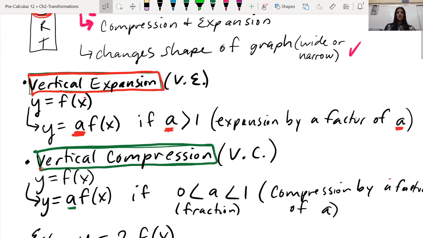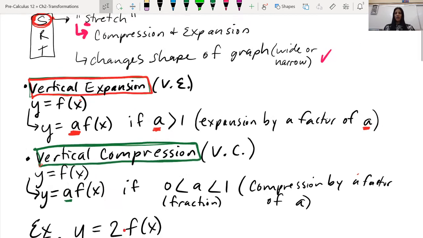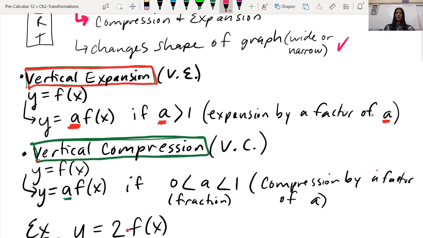So the next one is vertical compression. So if we have y equals a f of x, notice how the a is still there in the same spot as with the vertical expansion, but this time the a would be in between 0 and 1. So it would be a fraction instead of a whole number like in the last example. And that would be a compression by a factor of whatever a is.